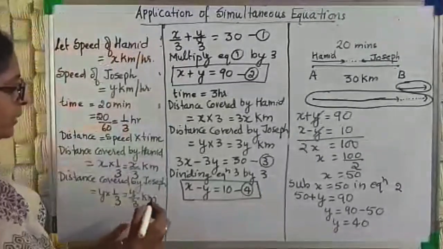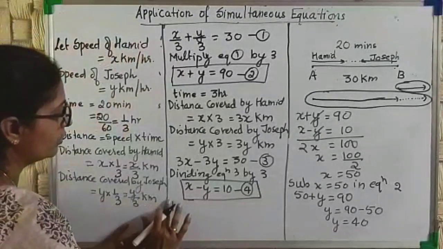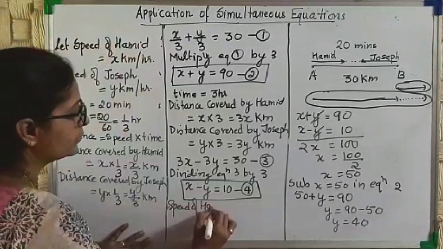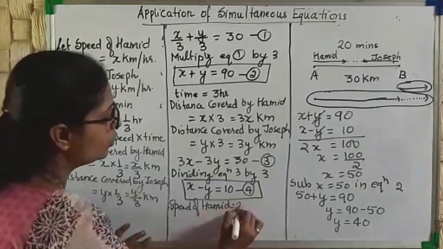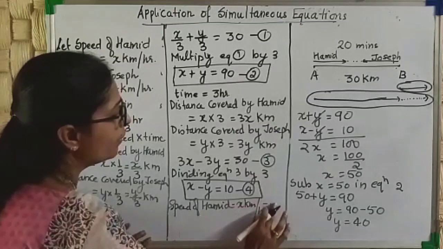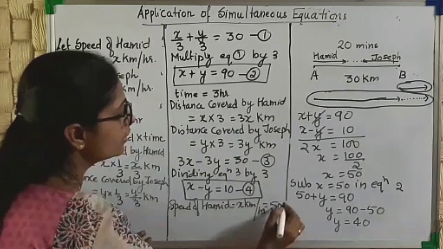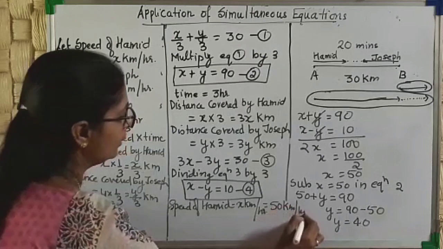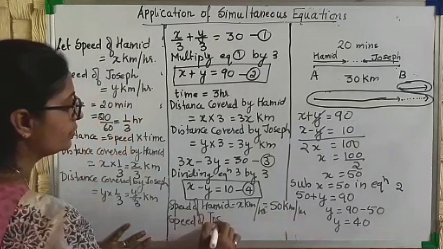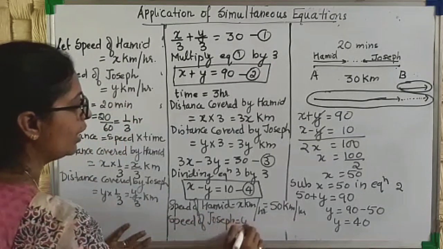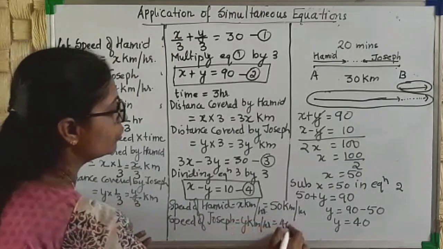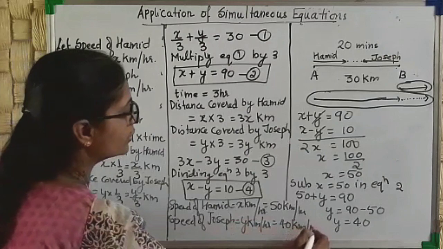So the answer will be: speed of Hamid is equal to x kilometer per hour, which is equal to 50 kilometers per hour, and speed of Joseph is equal to y kilometer per hour, that is equal to 40 kilometer per hour.